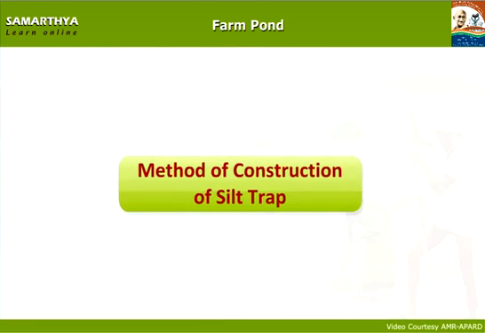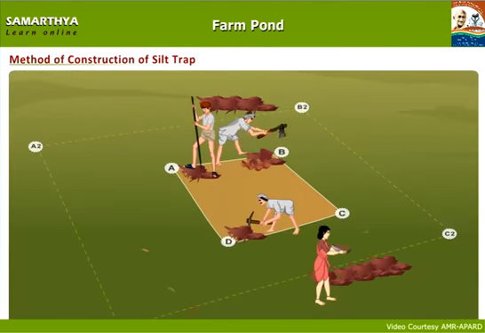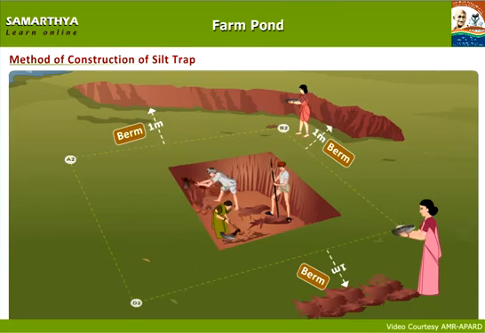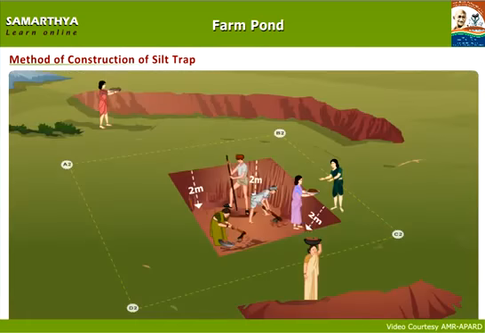Method of construction of silt trap. The width of the pound, that is, in the middle A, B, C, D, dig up to a depth of 2 meters. The dug soil should be kept outside the A2 B2 marking, leaving a meter berm. 2 meters depth should be dug equally on all 4 sides.